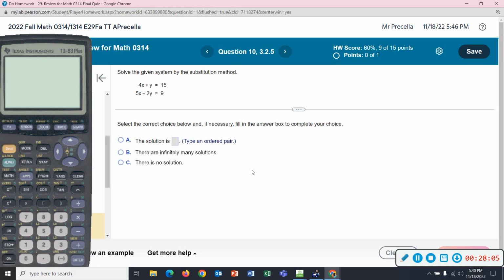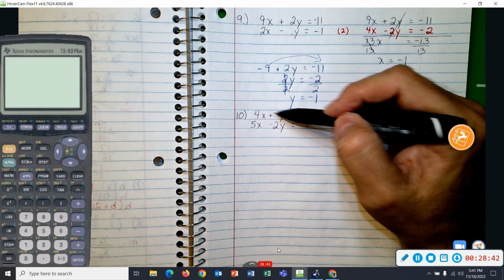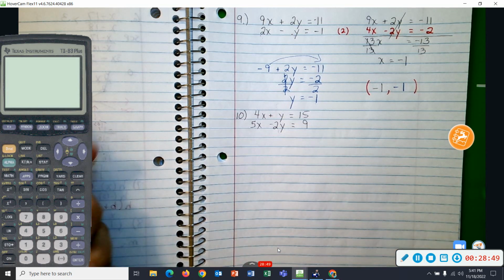Problem 10, it says, solve using the substitution method. 4x plus y equals 15, and 5x minus 2y equals 9. If you were going to use elimination here, you would multiply 3 by 2, and that would eliminate the y's, very much like number 9. We're not going to do that. We're going to use substitution. Why? Because it tells us to.